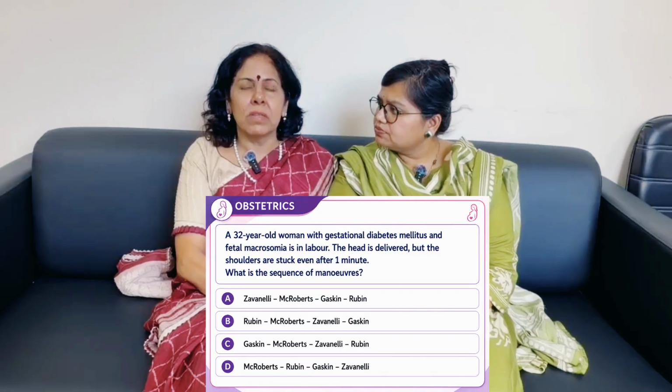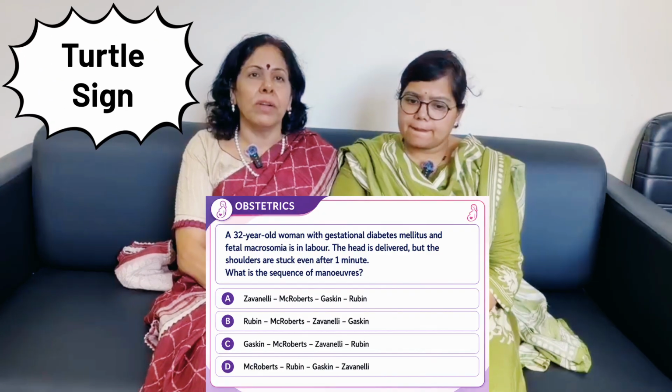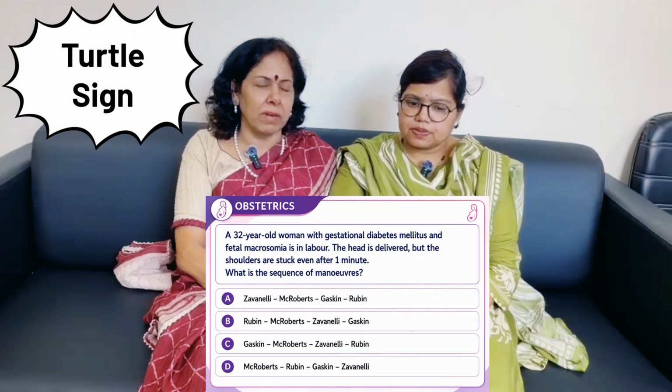So now see in this patient, these all are the risk factors for shoulder dystocia, that is gestational diabetes mellitus and fetal macrosomia, right? And they are showing that the head is delivered but the shoulders are stuck. That is called turtle sign, right? So this is a clear-cut case of shoulder dystocia.